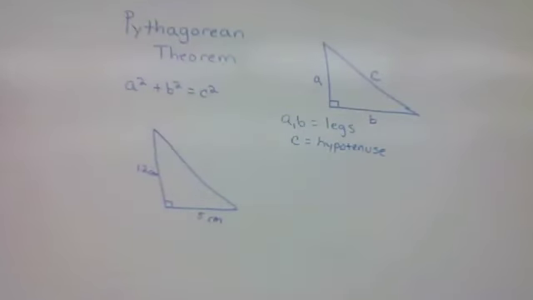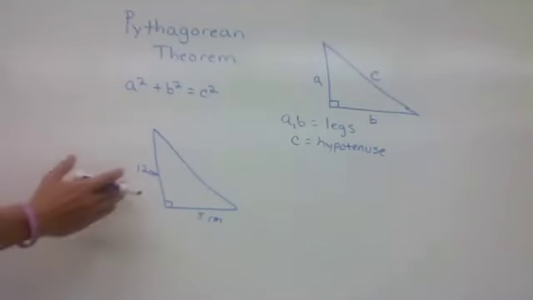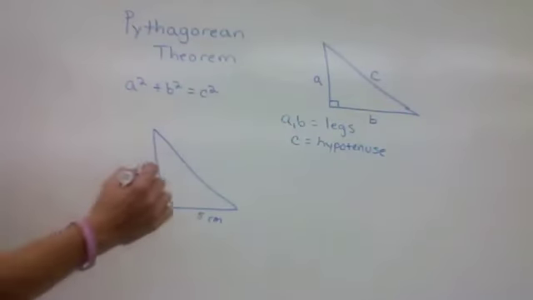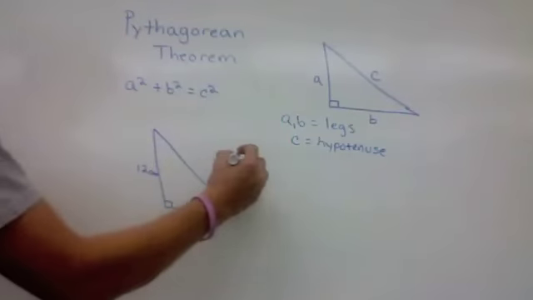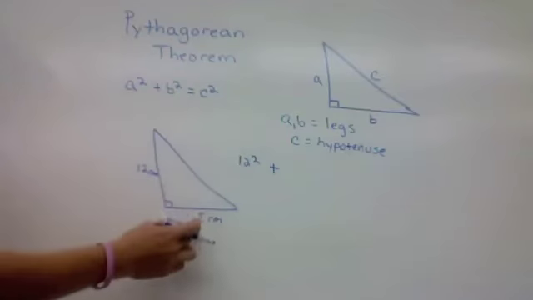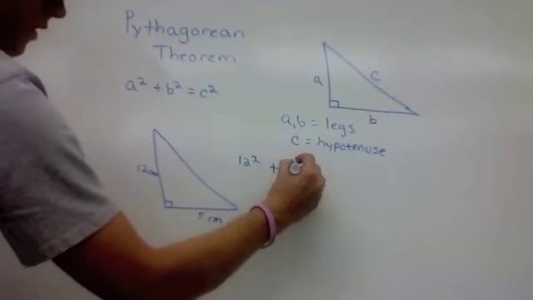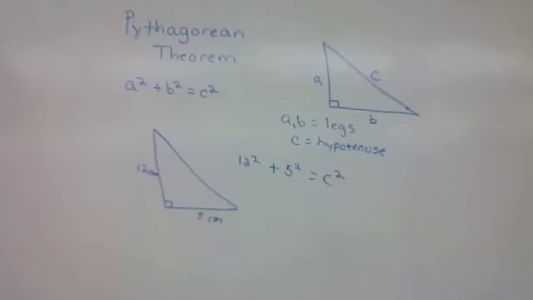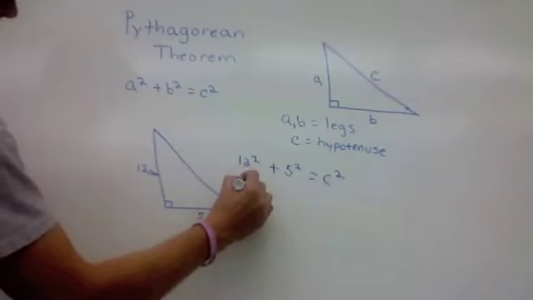Now you're going to see examples where it's going to say, like in this case, find the hypotenuse of this right triangle with a height of 12 centimeters and a base of 5 centimeters. So all we're going to do is start off with A over here, 12 squared, plus B squared, which is our base here, 5 squared, equals C squared. So now that we've got our formula set up, we're just going to go ahead and start this off. 12 squared is 144.